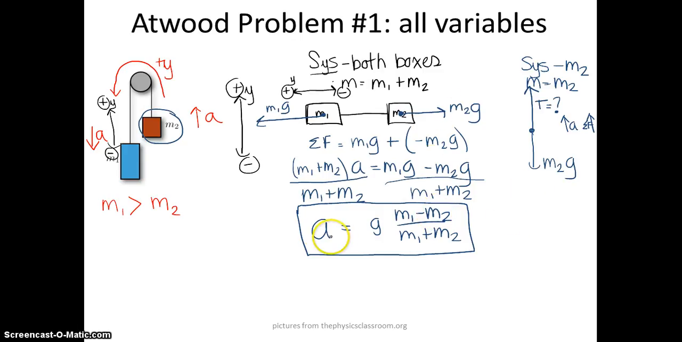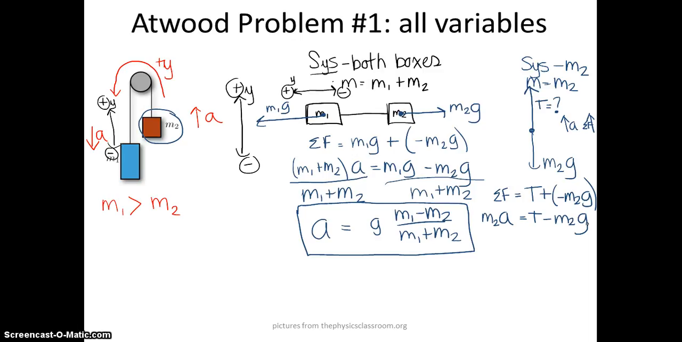The acceleration of the entire system is the acceleration of either individual block, right? So what I can do here is the same thing I did for the system of both boxes. I can write a math statement, sigma F, and actually sum my forces. In this case, this is going to be tension plus negative M2G. When I think about this F net, I have mass, which is M2, times acceleration equals tension minus M2G.